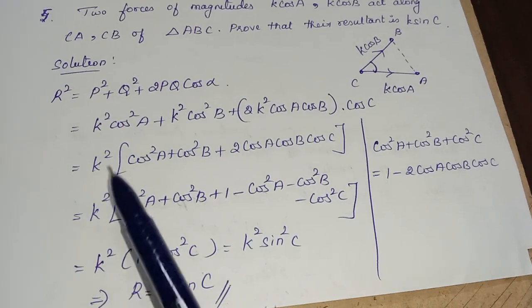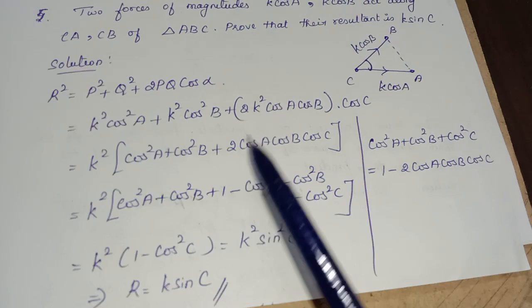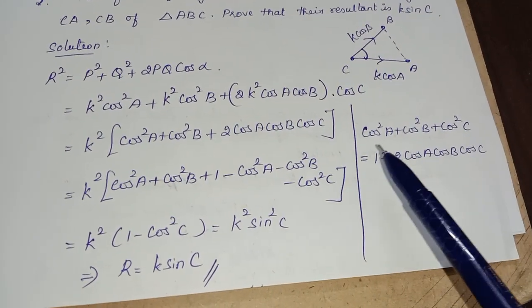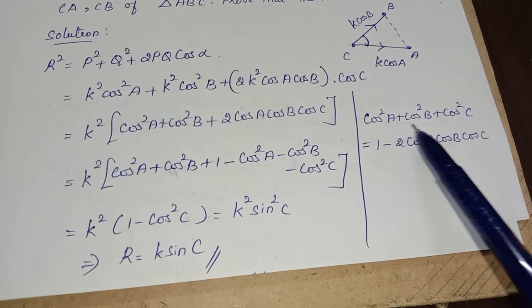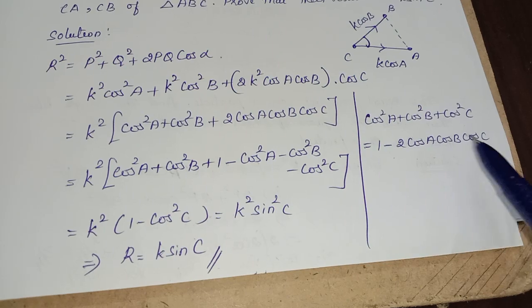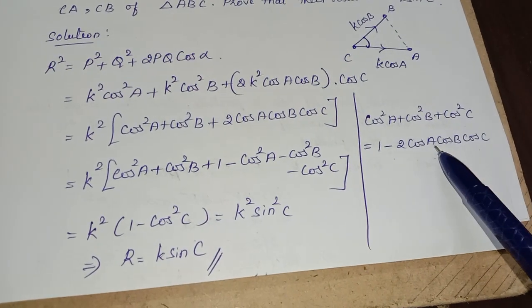Okay. Now write. So take K square common outside. So cos square A plus cos square B plus 2 cos A cos B cos C. Okay. Now in any triangle, we have a result: cos square A plus cos square B plus cos square C equal to 1 minus 2 cos A cos B cos C. This result is true for any triangle.